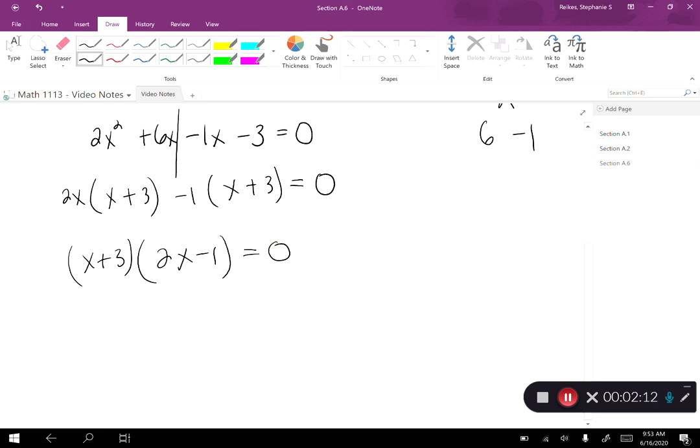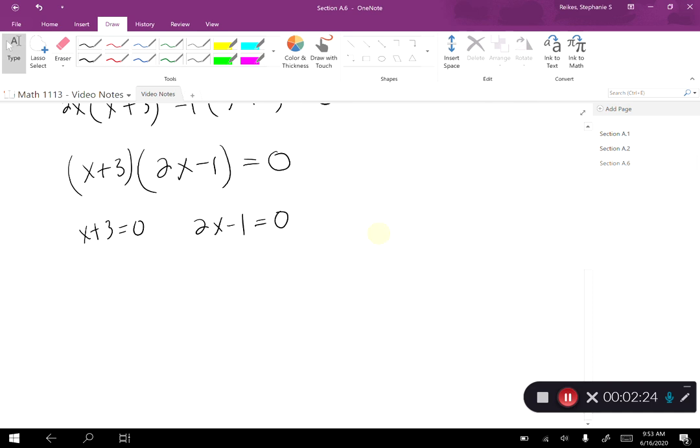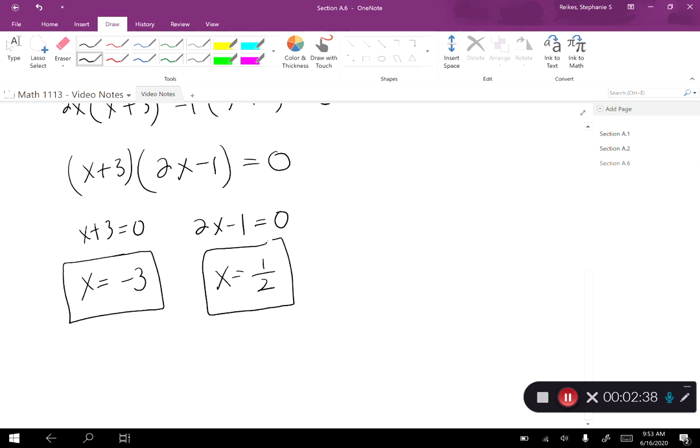Next, I'm going to use the zero product rule to solve for x. I'm going to set each binomial equal to 0, so I have x plus 3 equals 0, and 2x minus 1 equals 0. Solving for x, subtract 3, I get x equals negative 3, and that is one solution. Over here on the right, I'm going to add 1 and divide by 2, so x equals 1/2 is my next solution.